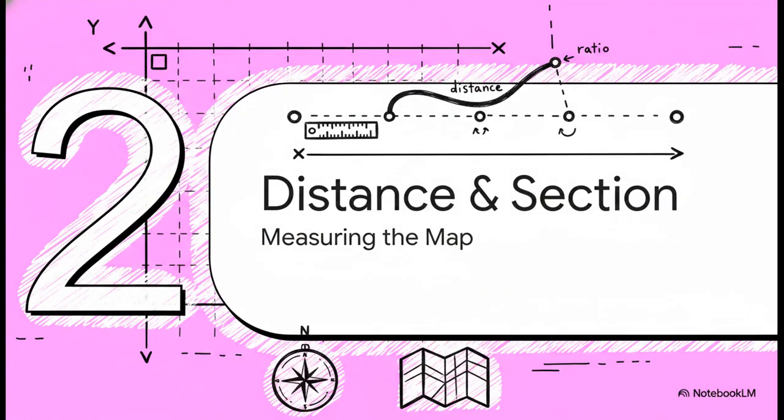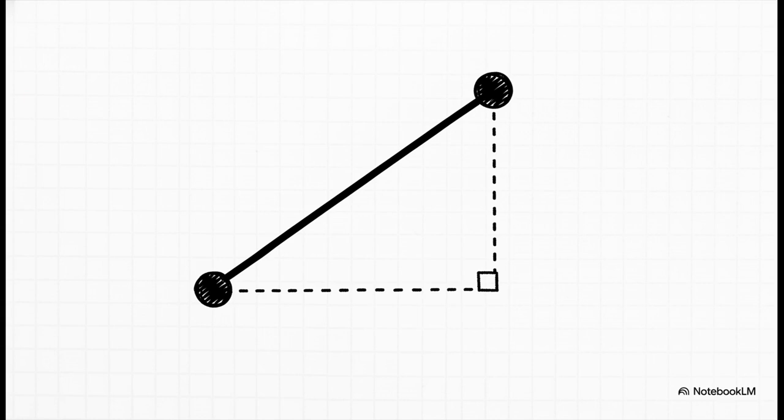Moving on to section 2, distance and section formulas. Okay, so to find the length of the shortest path between any 2 points on our grid, we use the distance formula. And actually, this perfectly illustrates a concept you probably already know. This big, intimidating formula is literally just the Pythagorean theorem in disguise. You're just finding the horizontal distance, squaring it, adding it to the vertical distance squared, and then taking the square root of the whole shebang.